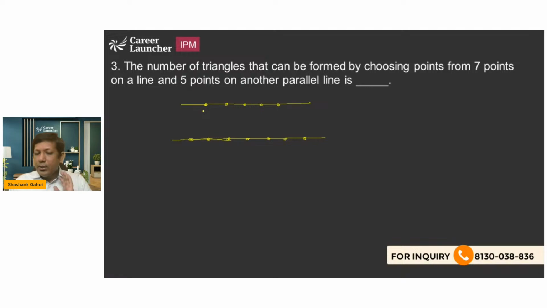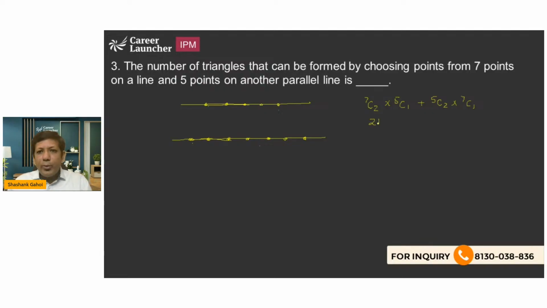I'll make a triangle. So 2 points out of 7 points is 7C2. 1 point out of 5 points, that is 5C1. That is the number of triangles I'm going to get. Second possibility can be I can get 2 points out of these 5 points and 1 point from here. So I can also get 5C2 into 7C1, and that's simply going to be my answer.